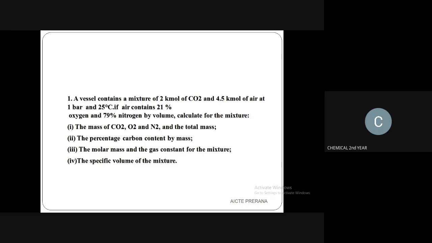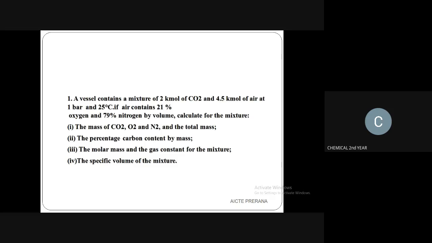Then the second question, they have asked to find the percentage carbon content by mass. Then the third question is the molar mass and the gas constant for the mixture. And the fourth question, they have asked to find the specific volume of the mixture.